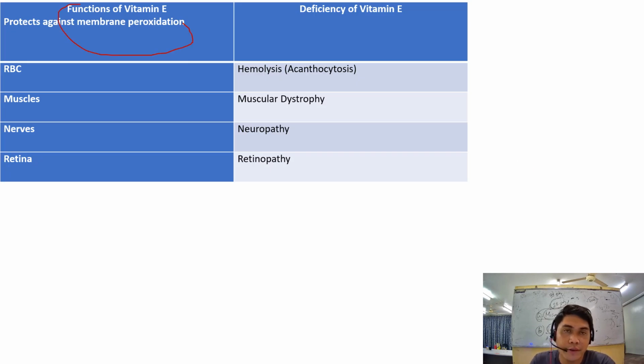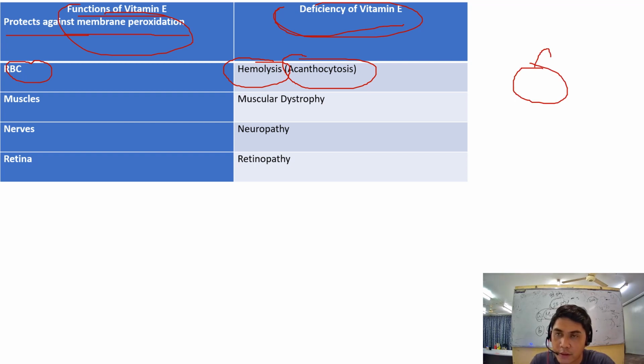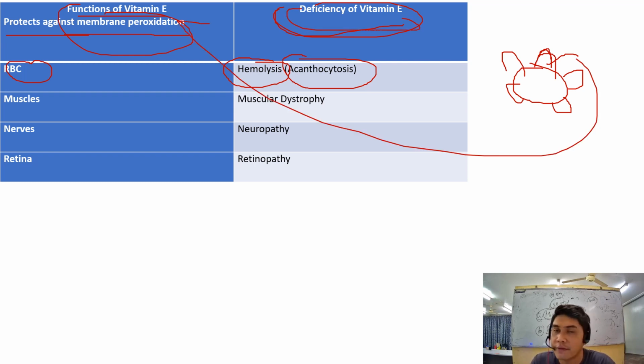Next, functions of vitamin E and its deficiency. The function of vitamin E is to protect against membrane peroxidation, or damage to the cell membrane. For RBCs, if there is a deficiency in vitamin E, they will have a shorter lifespan because they're prone to hemolysis. There's hemolysis because there is damage to the cell membrane of the red blood cell. There's also the presence of acanthocytosis, which are red cells with thorn-like projections. The reason for the thorn-like projections is damage in the cell membrane. The cause is the deficiency in vitamin E, because vitamin E is important to maintain the health of the cell membrane. So it prevents early oxidation of the cell membrane.